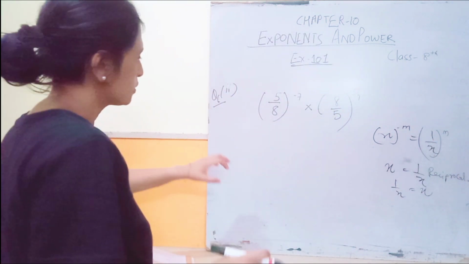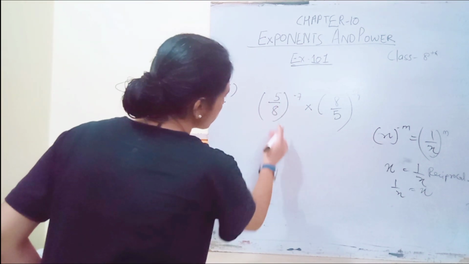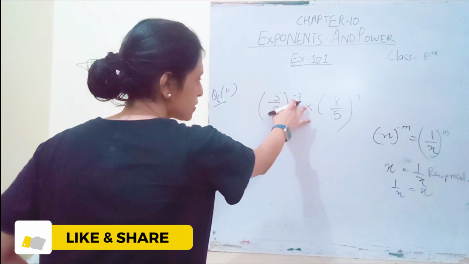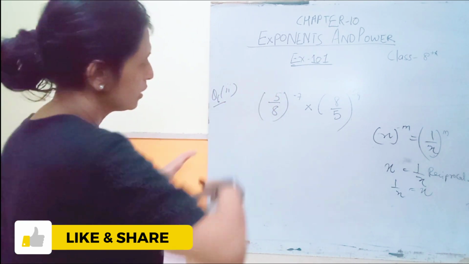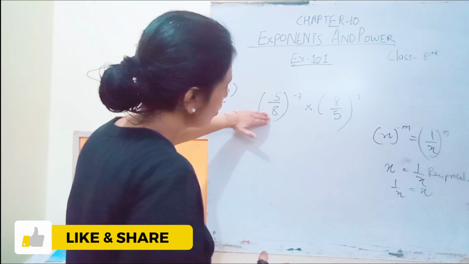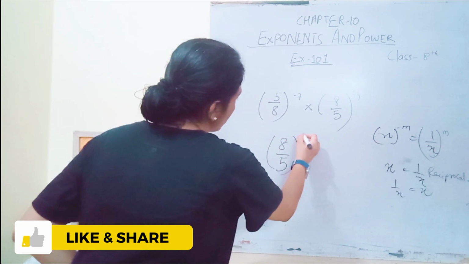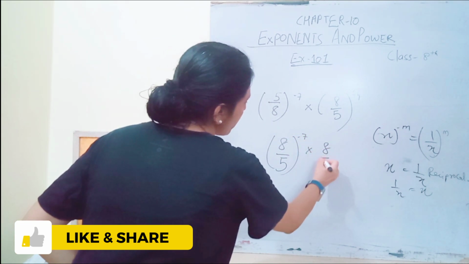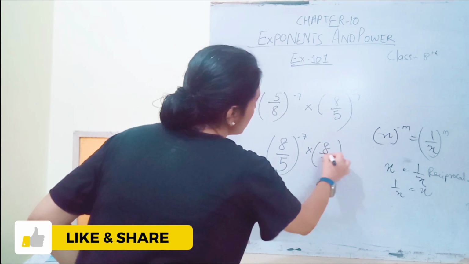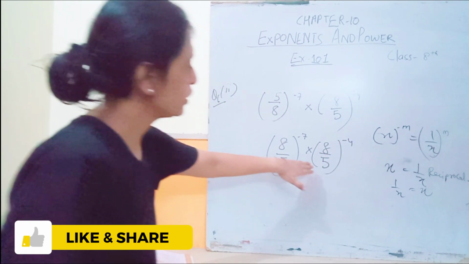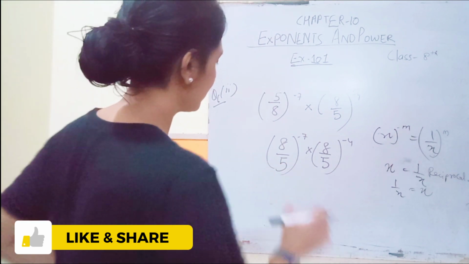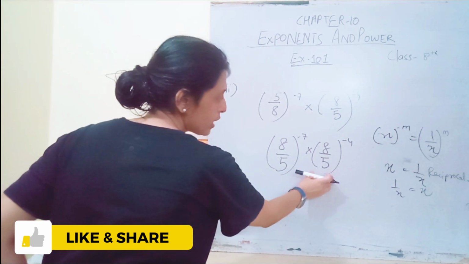ठीक है. So 5 by 8, तो इस पावर को -7 को +7 में चेंज करने के लिए we will write the reciprocal. तो 5 upon 8 will become 8 upon 5. तो 8 upon 5 raised to 7 into (8 upon 5) raised to minus 4. मैंने इसको इसलिए नहीं चेंज किया so that we'll get the same base. Now we have the same base 8 upon 5, 8 upon 5.